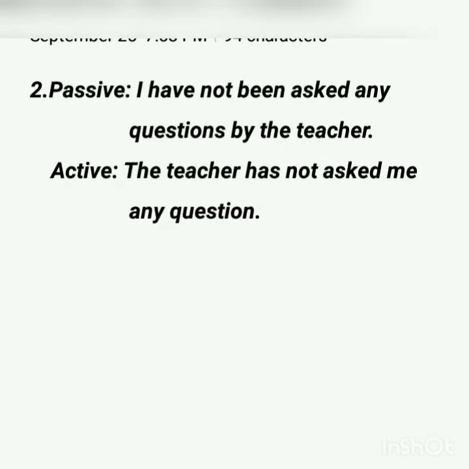Number 2, passive: I have not been asked any questions by the teacher. In this sentence, I is the subject and the teacher is the object. When we change into active voice, we'll take down the teacher first. Since it is singular now, we have to use has. And don't forget to take down the negative not, and I will change into me, and take down any question. The teacher has not asked me any question.